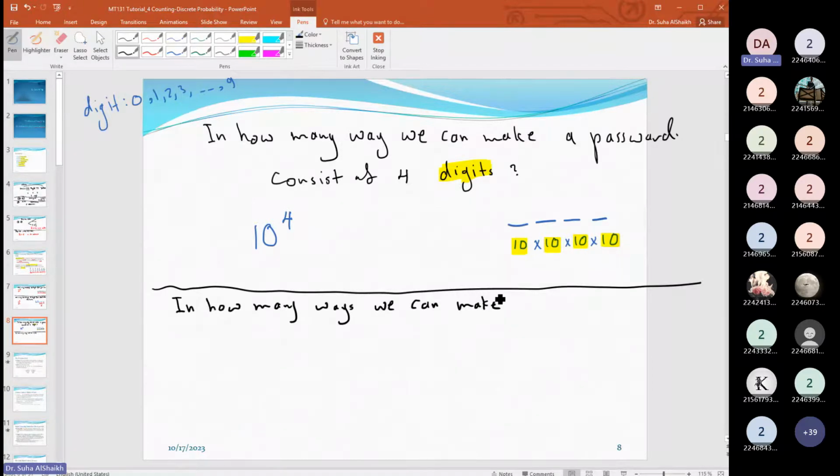Now how many ways can we make again, let's say, a password consisting of 4 letters here.